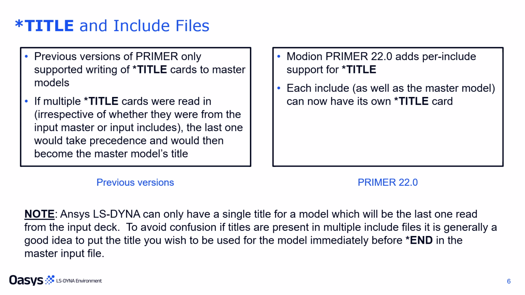The overall model title shown in Primer will be the title read from the master file if present in that file, otherwise it'll be blank. Titles read from include files are not considered to be a property of the model in Primer. I should add that an ANSYS LS-DYNA model can only have a single title, which is the last one encountered in the input deck. To avoid any ambiguity about this, if titles are present in multiple include files, it's sensible to put the title you wish to be used for the model immediately before *end in the master file. By default, this is where Primer will write the model title if it is defined.